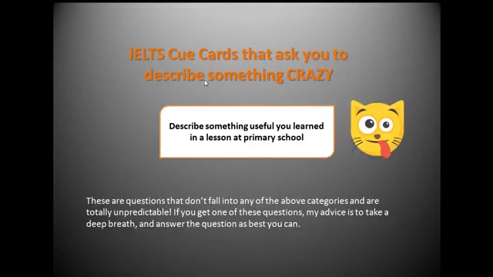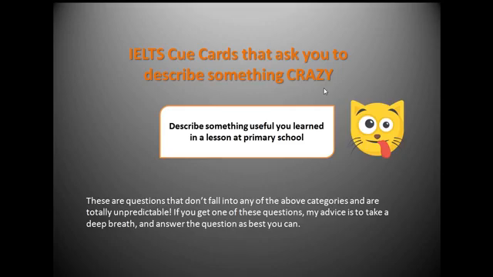Moving to the next category. The cue cards that ask you to describe something crazy. Now there are a lot of topics that don't fall under the above mentioned categories, or the categories I have explained so far. And these type of topics are totally unpredictable. So if you get one of these questions, my advice is to take a deep breath and answer the question as best as you can.